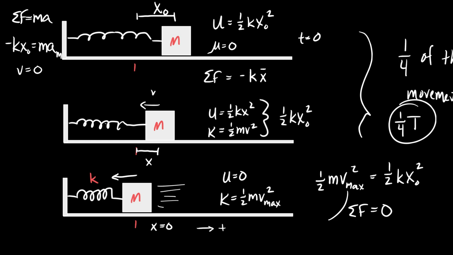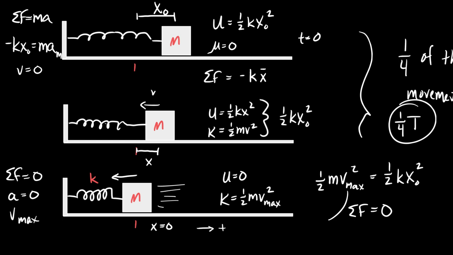Here, we're mixed. We have velocity and we have an acceleration, but we're somewhere in the middle. Here, net force equals 0. That means acceleration equals 0. It does not accelerate at the instant it's passing through equilibrium, but velocity is at a maximum.